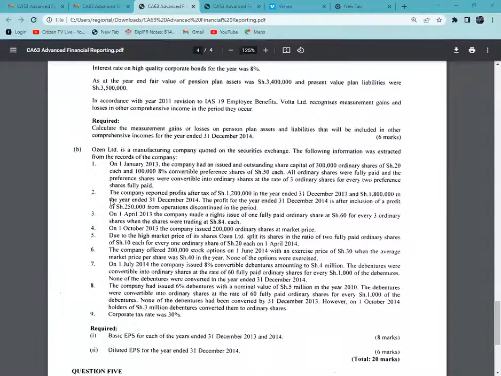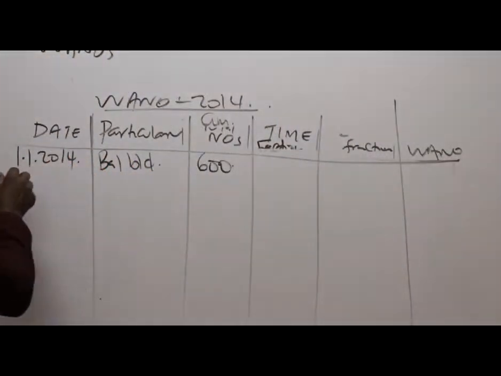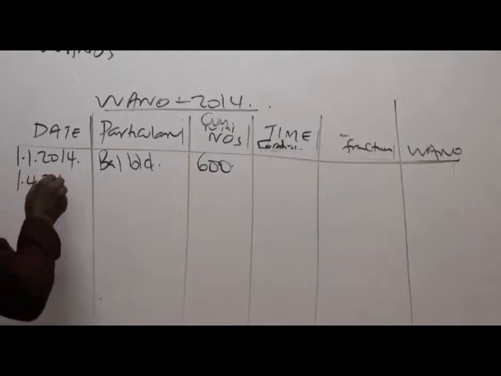The next transaction, now in 2014, isn't it? In 2014, after bringing down, the very first transaction is this one here. Due to the high market price of its shares, Ozen Limited split its shares in the ratio of 2 paid ordinary shares of shillings 10 each for every 1 ordinary share. Which date is this? 1st April 2014. So we have here 1st April 2014.